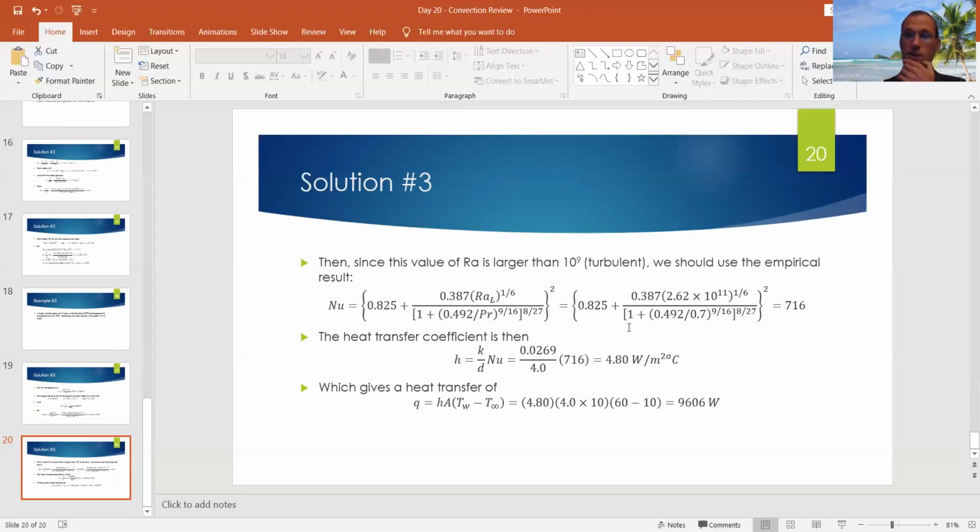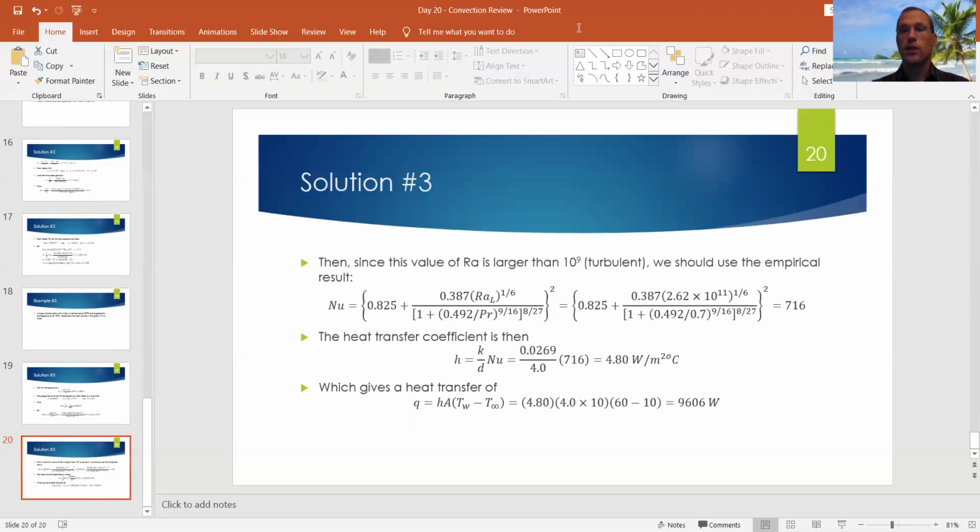Then again, standard last two steps, find h, k over D, or k over length in this case, times Nusselt number. So k was 0.0269. The length of this plate is 4 meters. Nusselt number 716 gives an h value of 4.8 watts per meter squared degree Celsius. And then total heat transfer: h, 4.8, area of my wall, 4 meters high, 10 meters wide, and temperature difference is 60 minus 10. Gives me a total heat transfer Q of 9,600 watts.